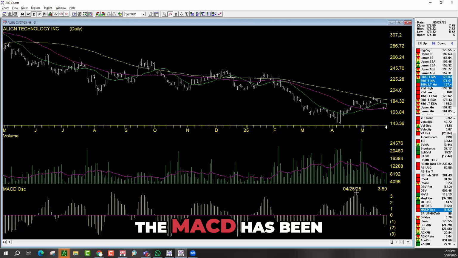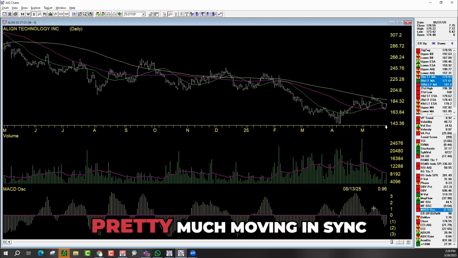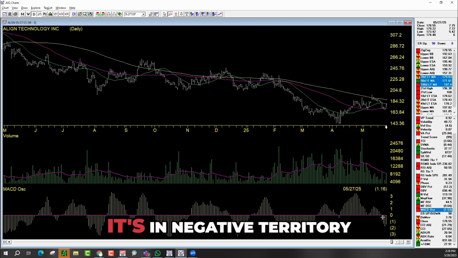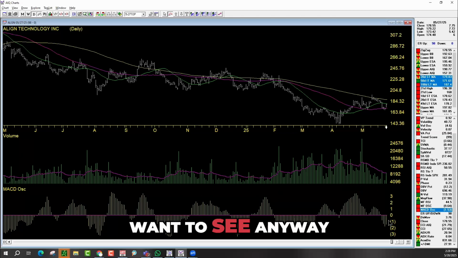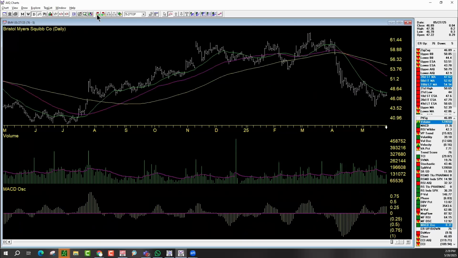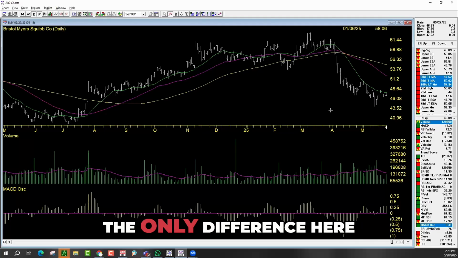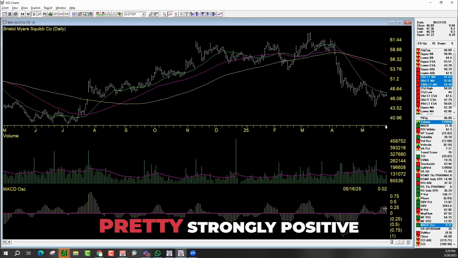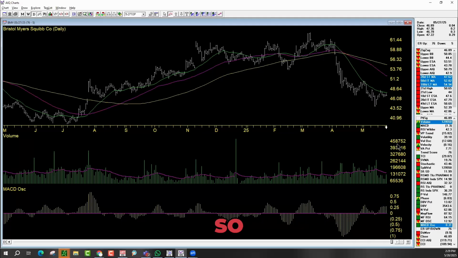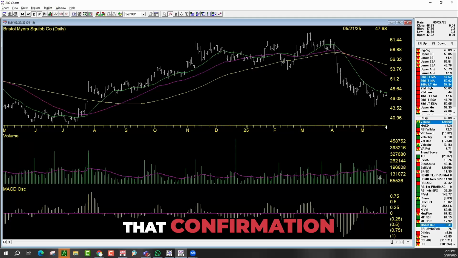The oscillator itself and the MACD has been pretty much moving in sync. It's in negative territory, which is what we want to see anyway. So a good candidate. The next one in this list, remember we tagged 4 on the short side. Bristol Myers Squibb. This one's got a fairly similar pattern. The only difference here is this oscillator is pretty strongly positive. So I'd probably skip this one. And the other one's a better candidate based upon that confirmation.